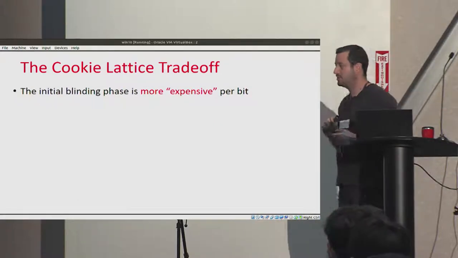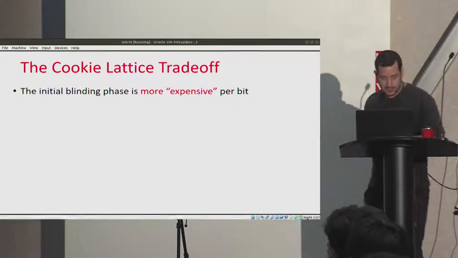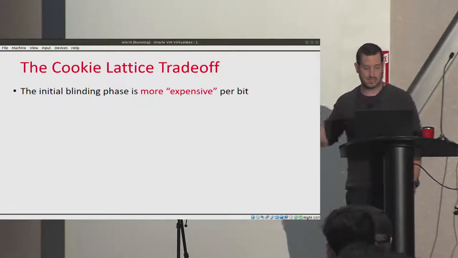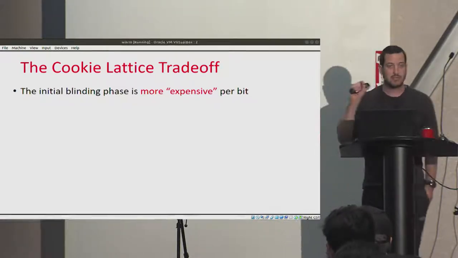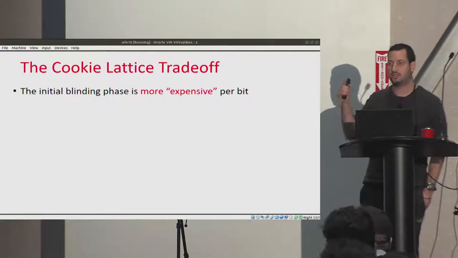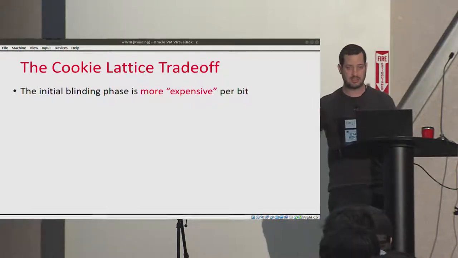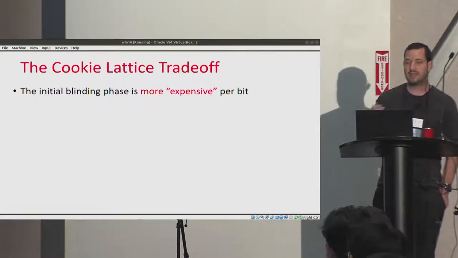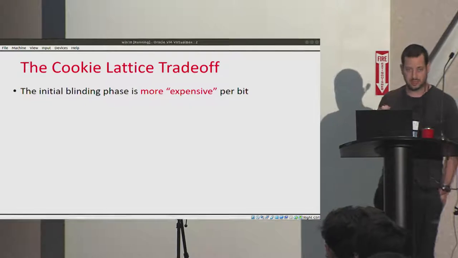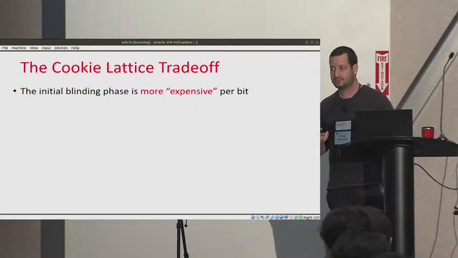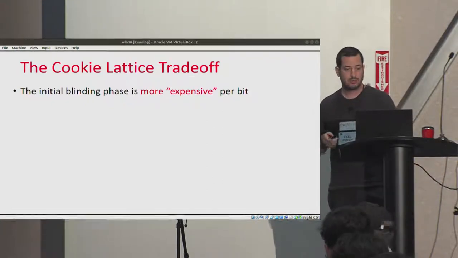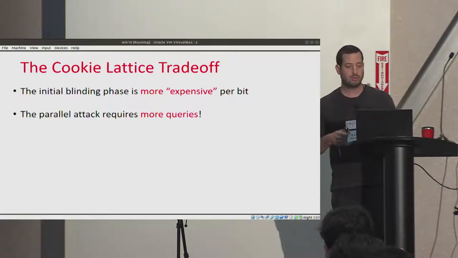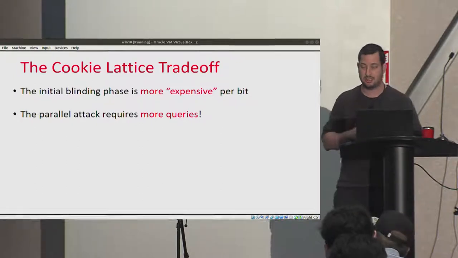But there is something that's a bit interesting about this. The interesting thing is that this is not an optimization for the attack. This is a trade-off. Actually, the initial blinding phase that we mentioned, trying to find some value S that the Oracle returns one on, is more expensive in some way per bit than the other stages. So if we want to run this attack in parallel, we actually require more queries than the original attack needed.